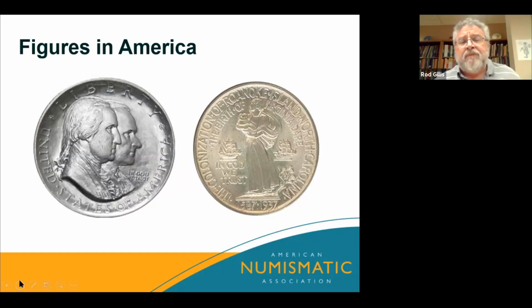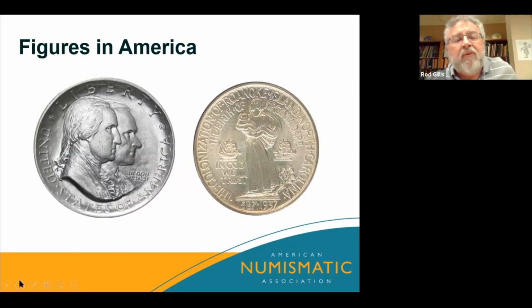Figures in America. So again, we do have a history of having very famous people, mostly presidents, on a lot of our coins. Let's take a look and examine the coin on the left-hand side. Some of you may be familiar with this coin. This is a commemorative half dollar, the sesquicentennial coin minted in Philadelphia in 1926, to celebrate the 150th anniversary of our nation.